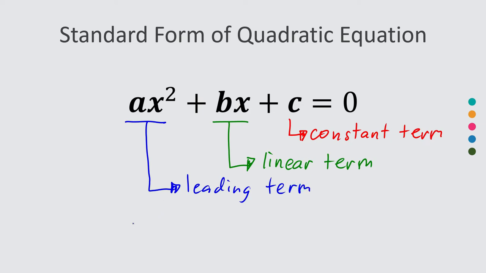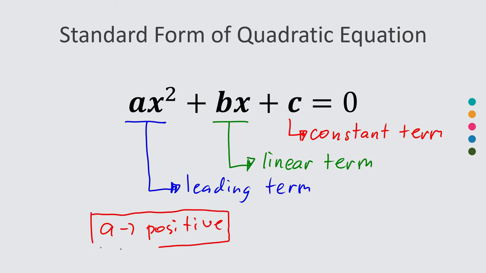Now, pag magta-transform tayo ng quadratic equation into its standard form, dapat ang a natin palagi ay positive para magkaroon lang tayo ng the same answer or uniform answer. Basta tandaan lang natin yung standard form ng quadratic equation. We have ax squared plus bx plus c is equal to 0, and yung a dapat natin ay positive.